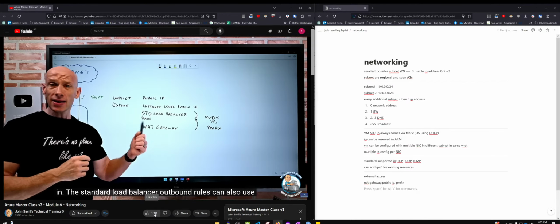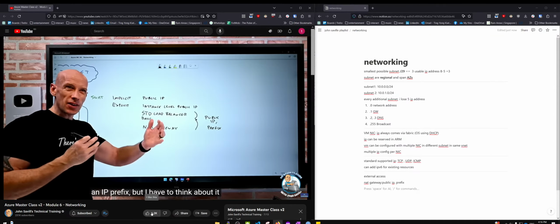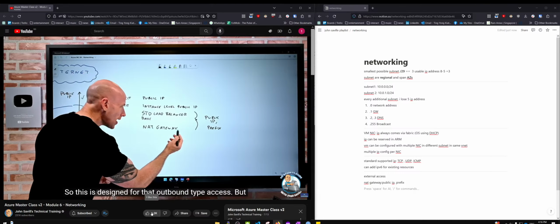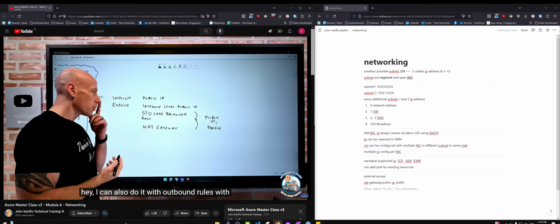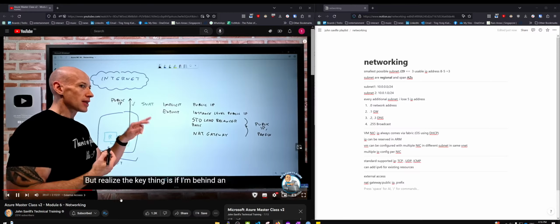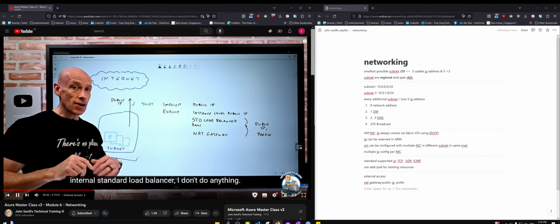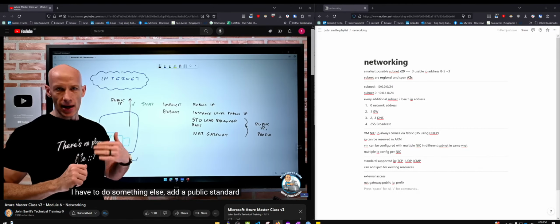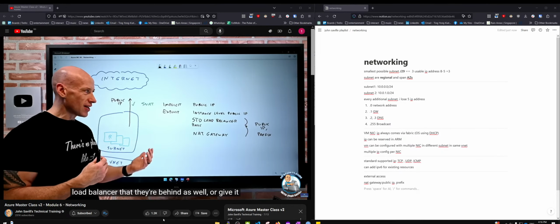The standard load balancer outbound rules can also use an IP prefix, but I have to think about it and plan it out more in advance. So this is designed for that outbound type access, but I can also do it with outbound rules on a standard load balancer. But realize the key thing is if I'm behind an internal standard load balancer and I don't do anything, those workloads won't be able to get to the internet. I have to do something else: add a public standard load balancer that they're behind as well, or give them an instance level public IP.